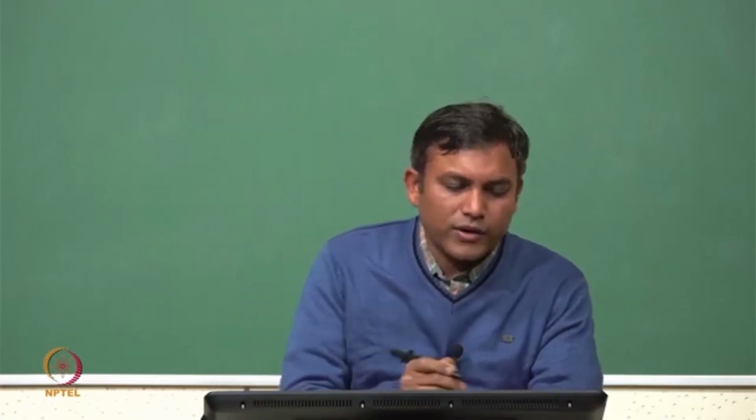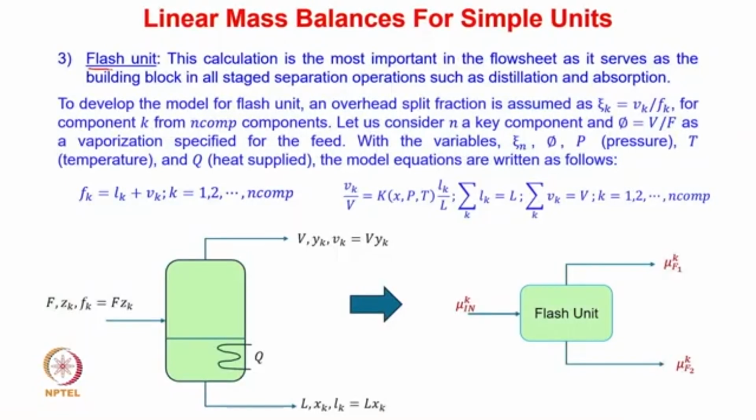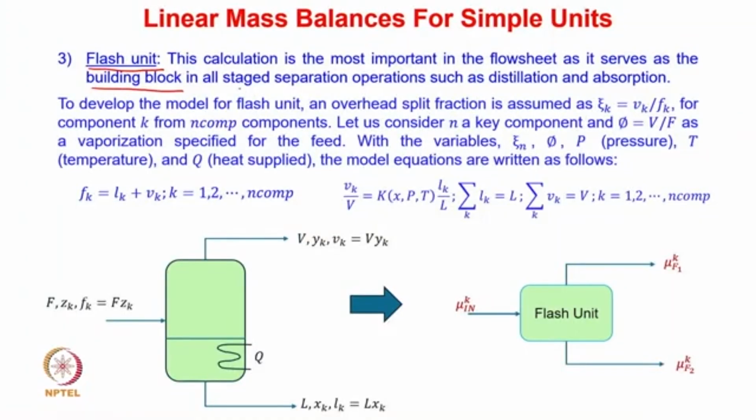Now coming back to another unit, a flash unit is an extremely important unit. This particular unit is extremely important primarily because it serves as a building block in all the stage separation operations like distillation and absorption. So each of the trays of the distillation column or the absorption tower is similar to the flash unit we are looking at.